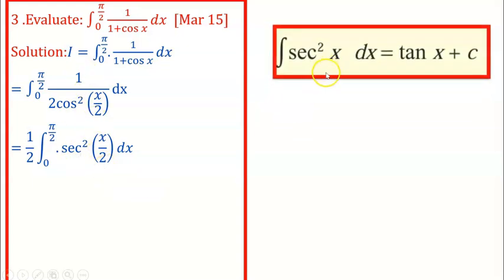Now here we will apply the formula, that is, integral sec square x dx is equal to tan of x plus c, and hence the integral of sec square x by 2 is tan of x by 2 upon the derivative of this x by 2, which means what?